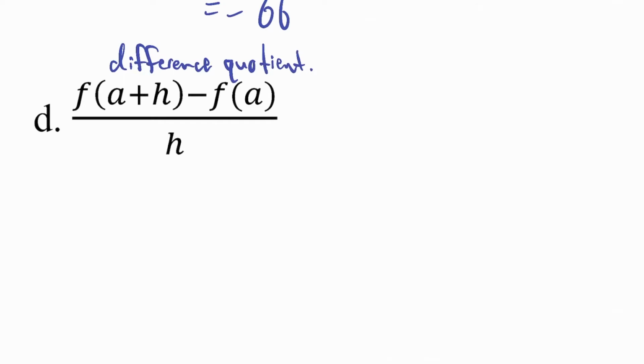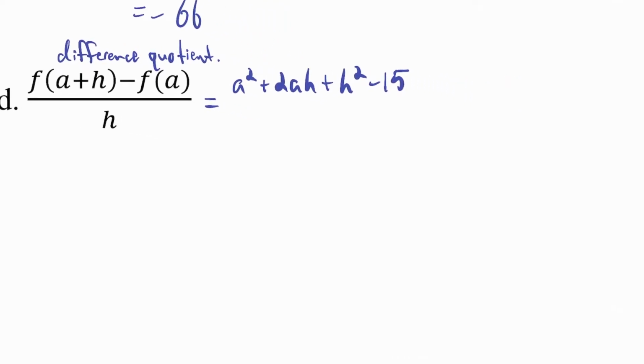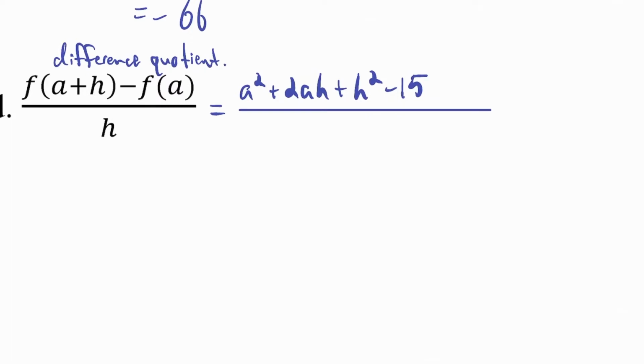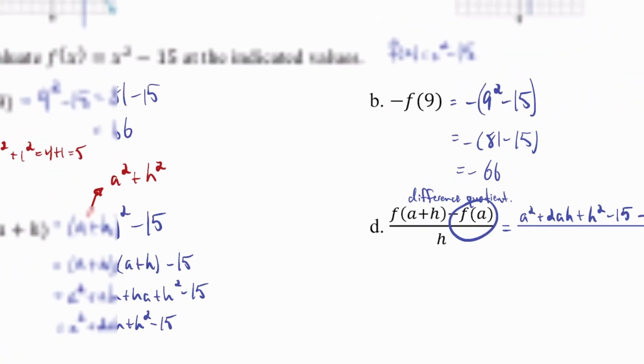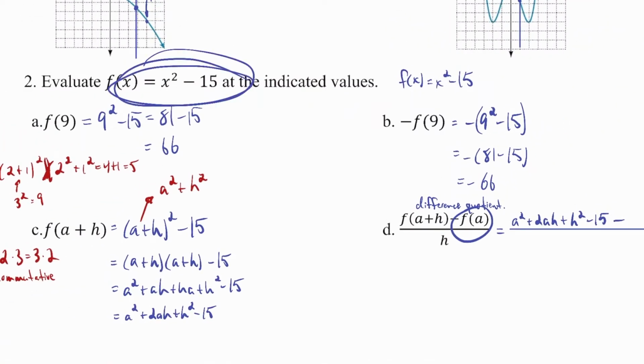So we already worked out what f of a plus h is. This is a squared plus 2ah plus h squared minus 15. But I have a big fraction, and I'm just doing the first term so far. That might need to be longer. Yeah, let's go with that. Plenty of room. Minus f of a. Now f of a, all I'm going to do is take the original function and plug a in for x. So I'll have a squared minus 15. And again, I need parentheses. I need to group them together. I'm subtracting the entire group.